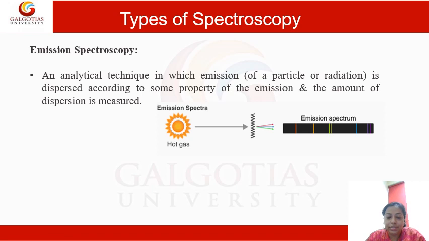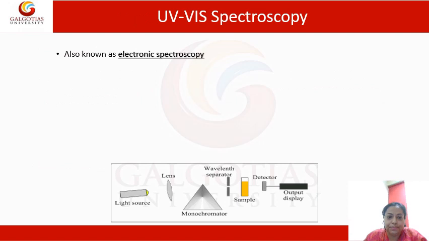So the basic difference between the absorption and emission spectrum is, in absorption spectrum there will be a medium which will absorb the heat radiation and then emit the spectrum. And in emission spectrum we will have a source which has an innate source of energy and can emit a spectrum on its own. An example of emission spectroscopy is mass spectroscopy.